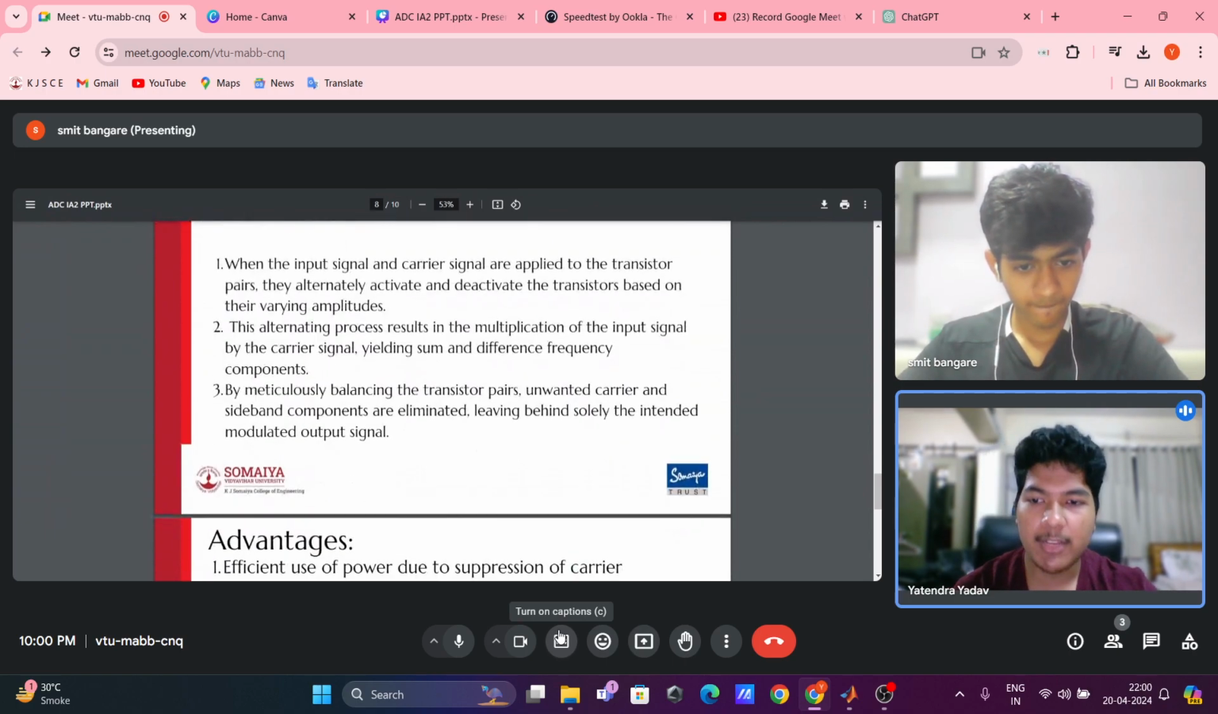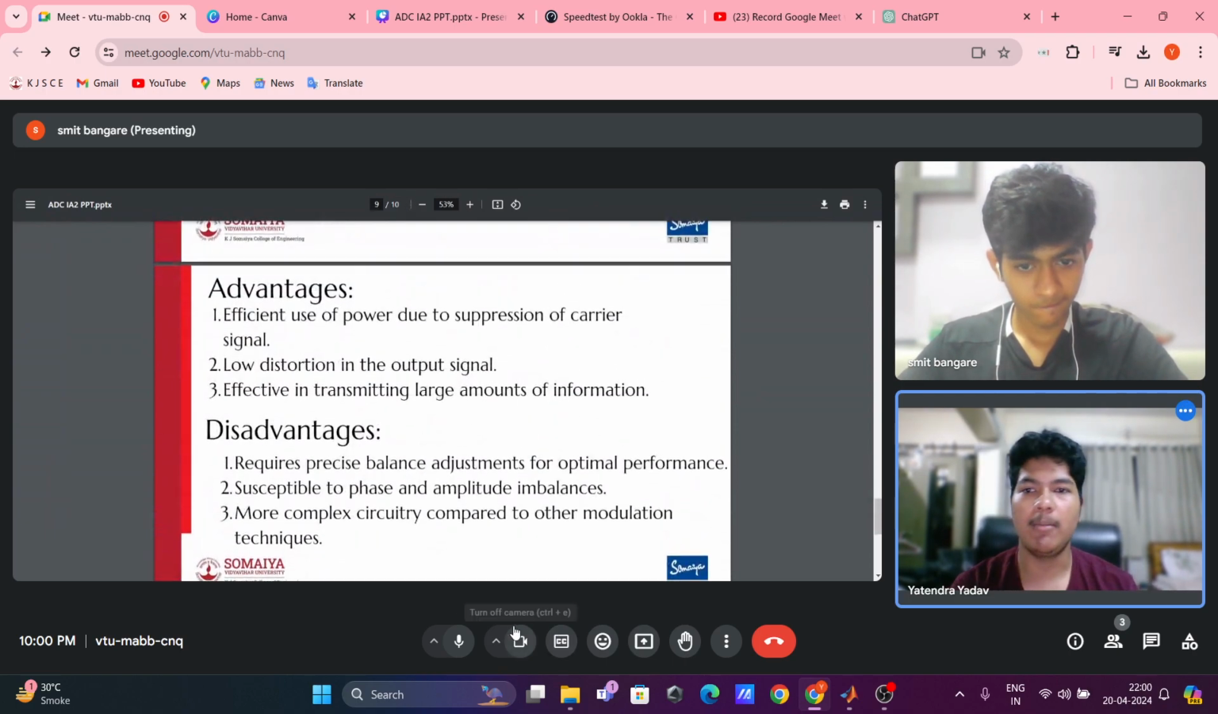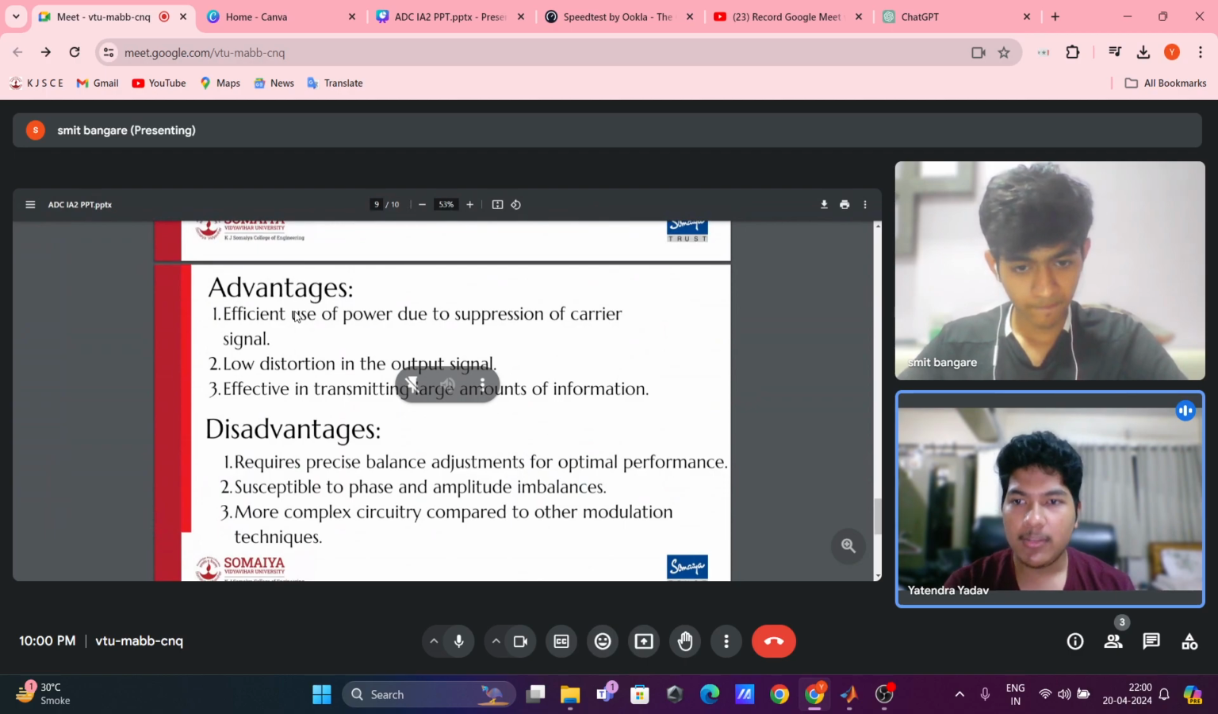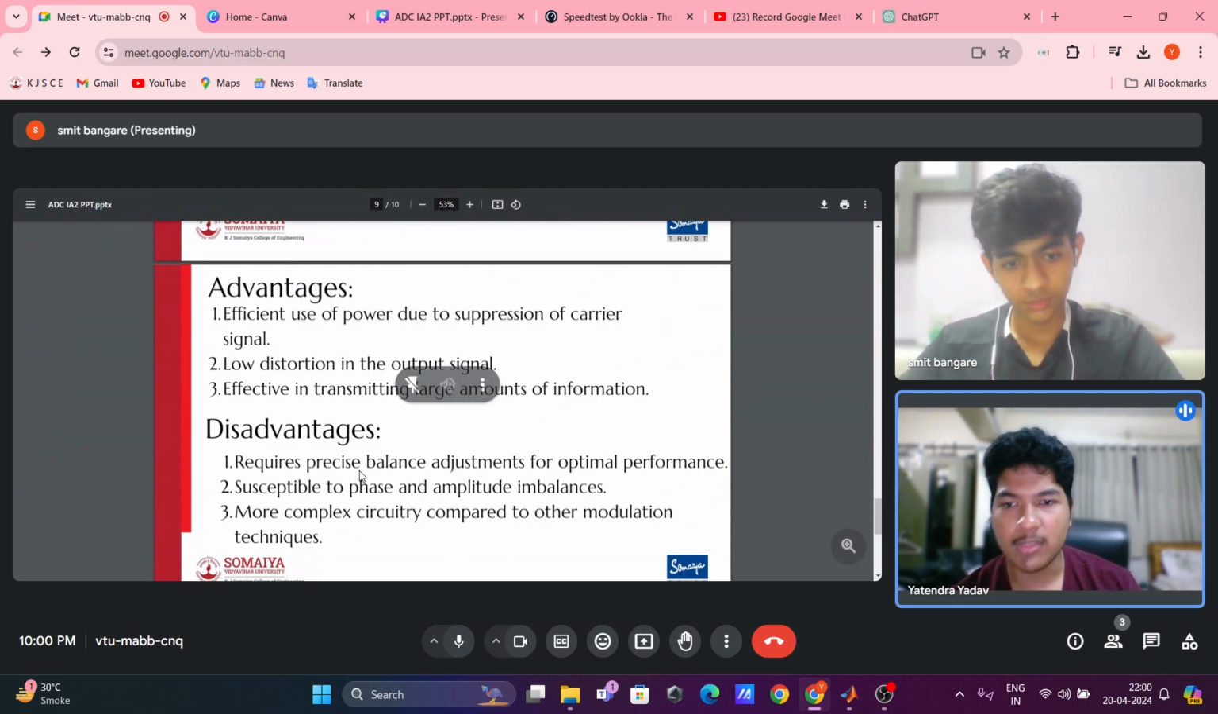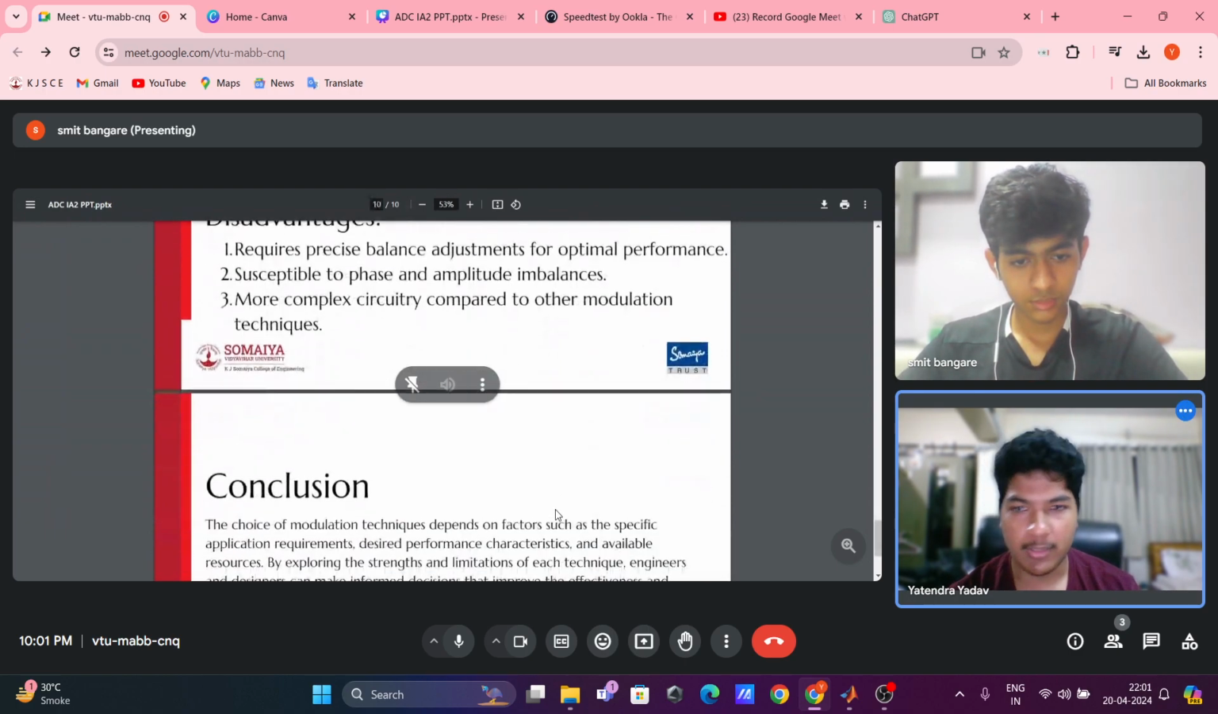Moving on to the advantages and disadvantages of the balanced modulator. Its advantages are effective use of power due to suppressed carrier signals, low distortion in output, and effective transmission of a large amount of information. The disadvantages comprise the required precise balance adjustment for optimal performance, susceptibility to phase and amplitude imbalance, and more complex circuitry compared to other modulation techniques.